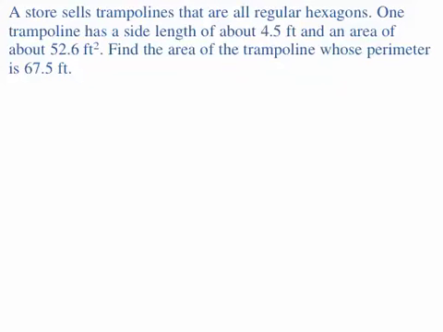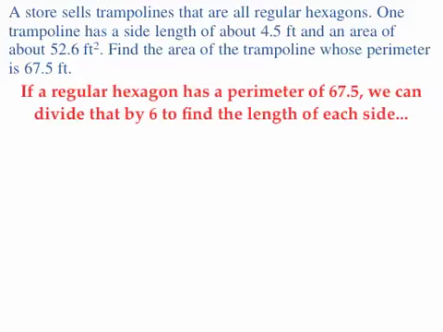The next example says that a store sells trampolines that are all regular hexagons. One trampoline has a side length of about 4.5 feet and an area of about 52.6 feet squared. Find the area of a trampoline whose perimeter is 67.5. Before I can set up a proportion of my side lengths, I first need to change the second hexagon from a perimeter to a side length. Because it is a regular hexagon, I can divide the perimeter by 6. So 67.5 divided by 6 gives you a side length of 11.25.